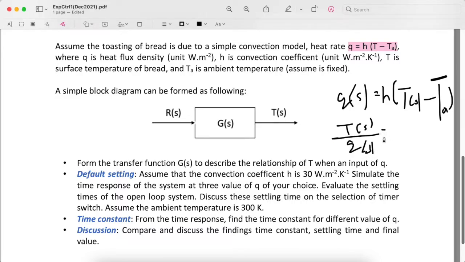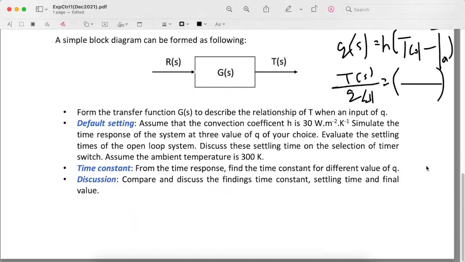Okay, so your task is just to rearrange. You may use HTS minus HT, then bring this one over there, and rearrange it such that you get T over QS. As simple as that. So rearrange, and you may end up with some items over here, some items over here.